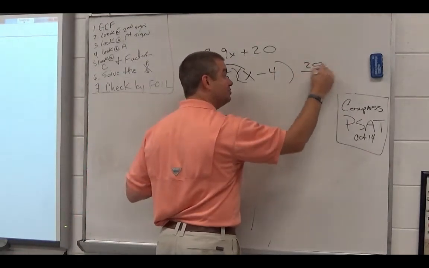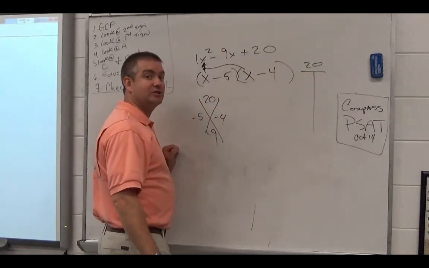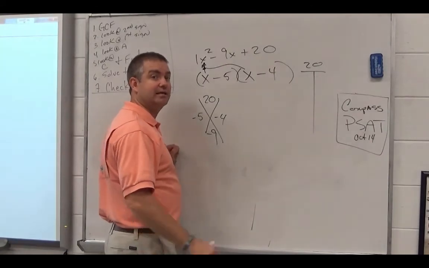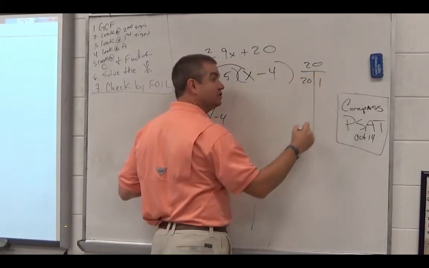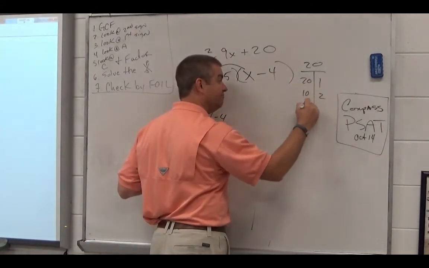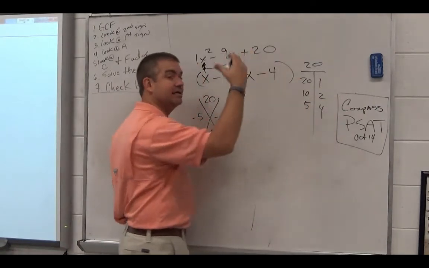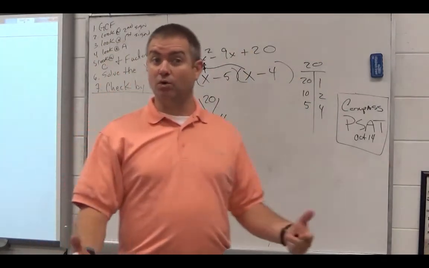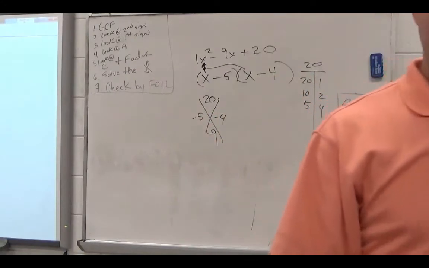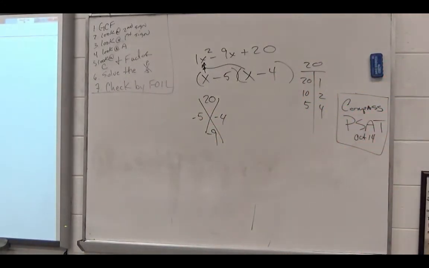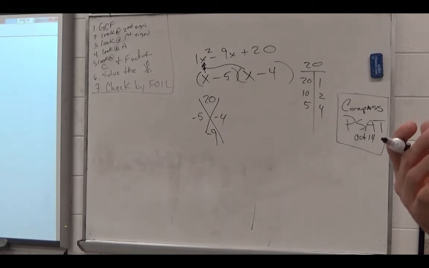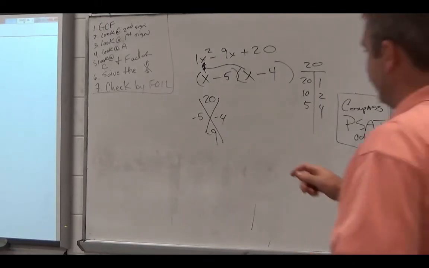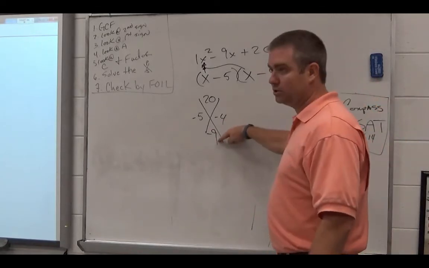Now sometimes you may have to break it down. It may not be so readily available in your brain. Right? What are the factors of 20? 20 and 1, 10 and 2, 5 and 4. Those are the only factors of 20, I think. And so you have to break down that number sometimes. If that number's a big number like 144, you might have to play around with the factors in order to figure out what works.